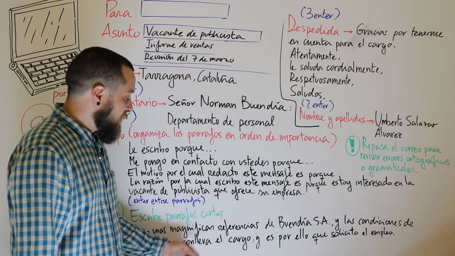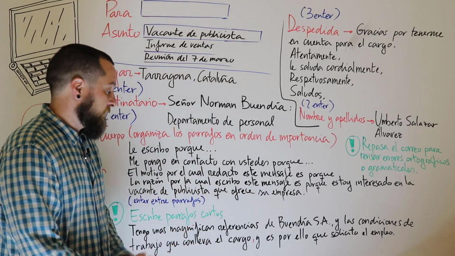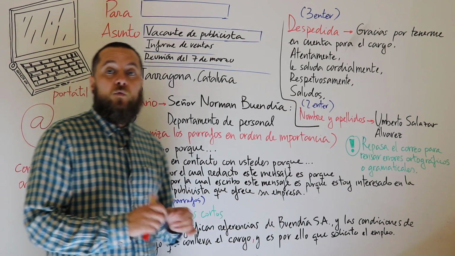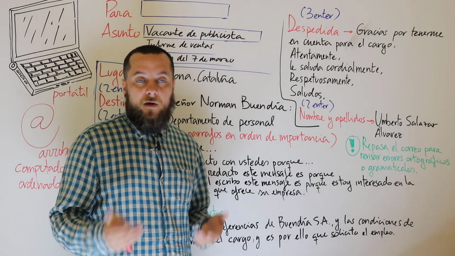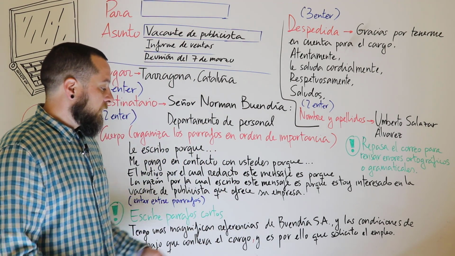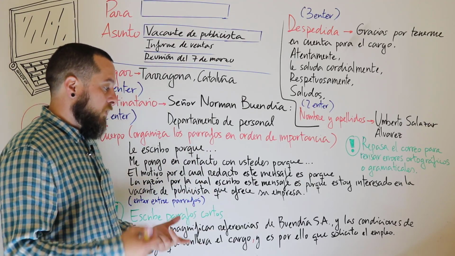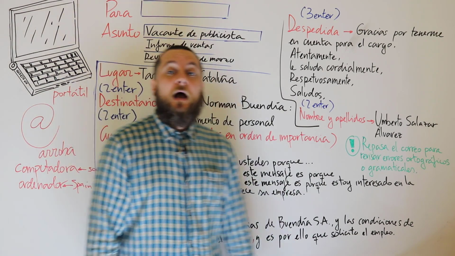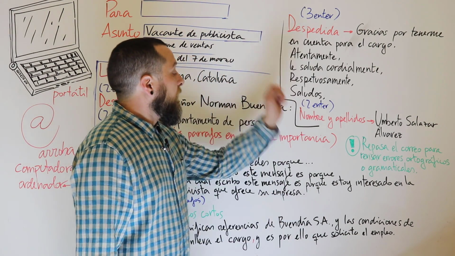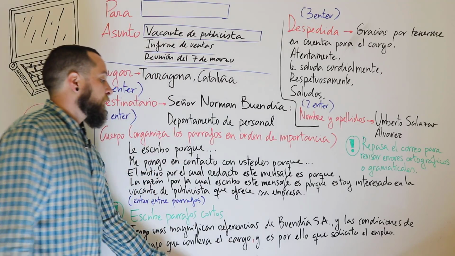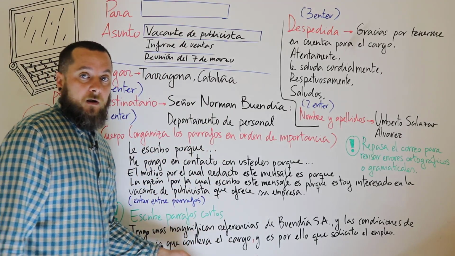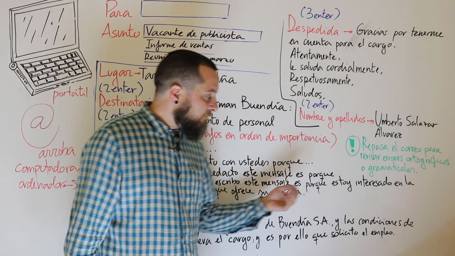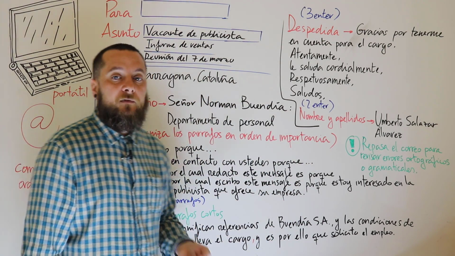That que conlleva el cargo, that as you probably know, in Spanish we redact it in a different way, so in English you will say that with other words, okay? Y es por ello que solicito el empleo. Because of that, I want this job. Okay? This is really polite in Spanish. This is very formal. Okay? My translation in English, it wasn't. But I'm explaining the content of this email.